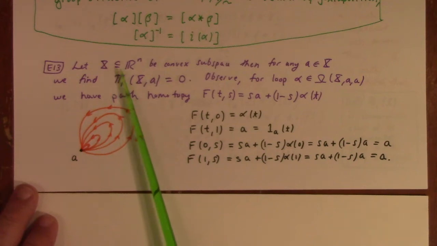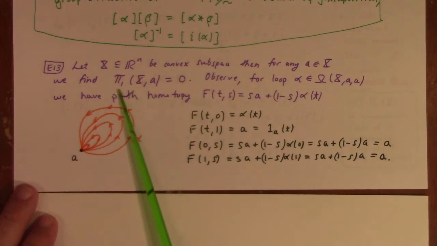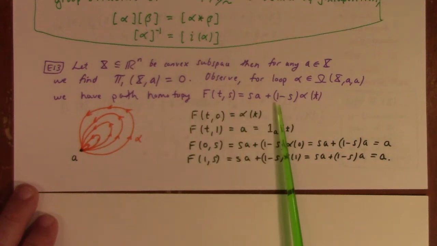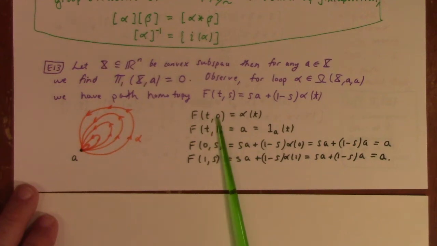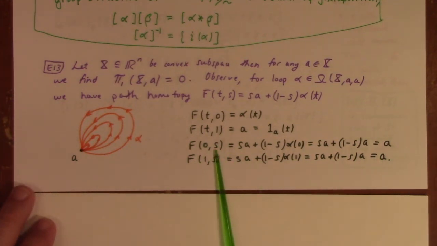So for example, if we've got a convex subspace and you take any point, well, then you can see that the fundamental group is trivial, because if you take any loop, you have a path homotopy that deforms the loop to the constant point A. And here's the proof that it works, right? So F of 0 takes you to alpha, the loop. F of 1 takes you to just A, the constant path on A. And then F of s at 0 and F of s at 1 are all mapping to A, which means that for each s between 0 and 1, it's still a loop.